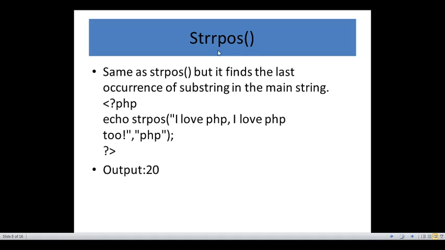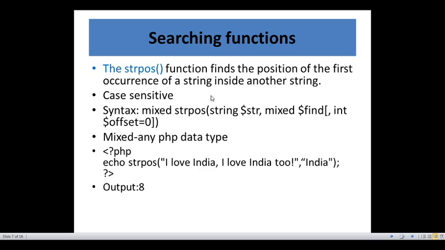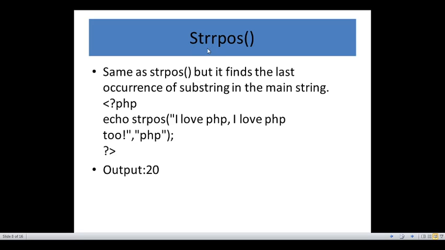Next function is strrpos. See, this function is strpos and this function is strrpos, with one more r. This function finds the last occurrence of a substring in the main string. Same as the previous, but it returns the last occurrence of your target string in this string.